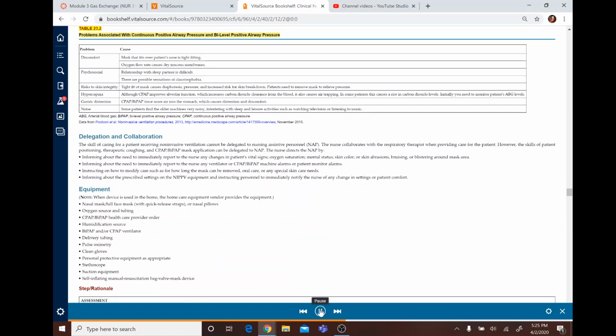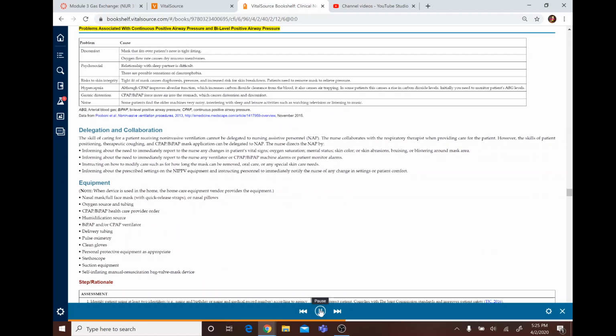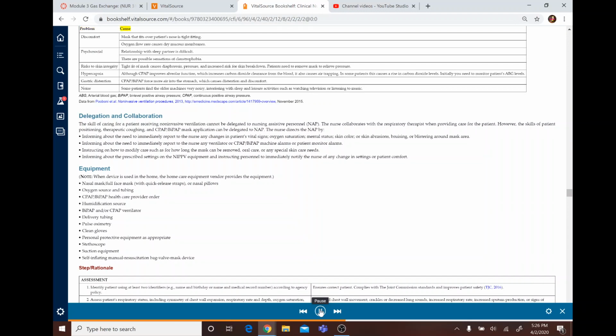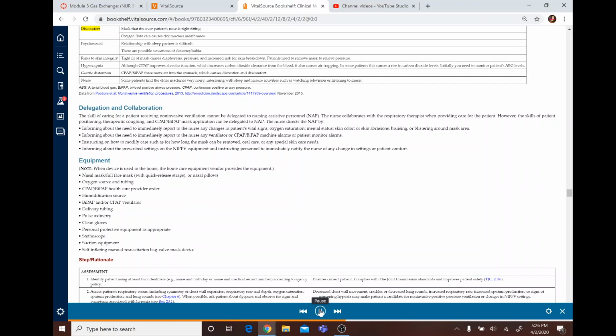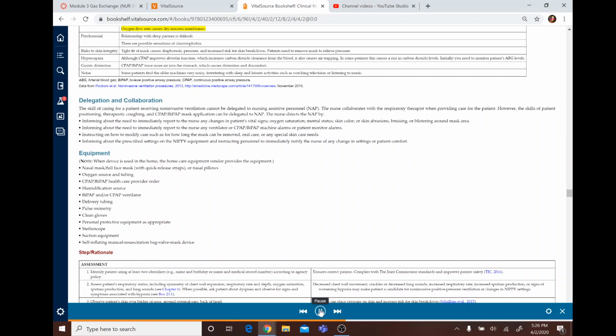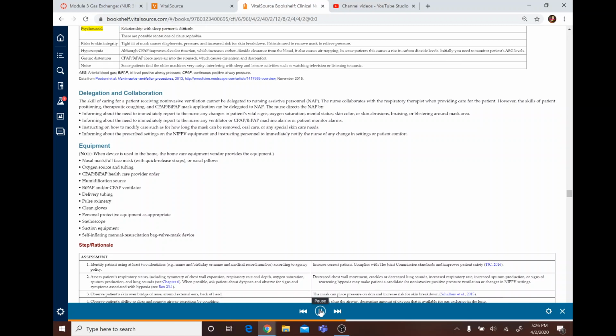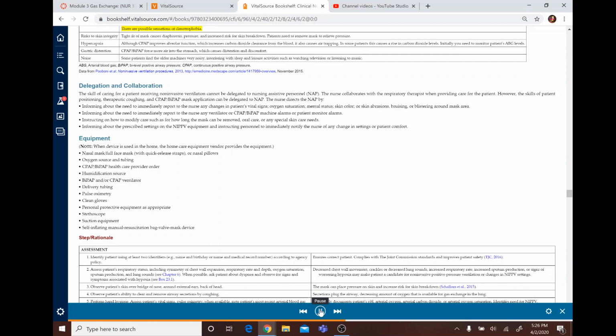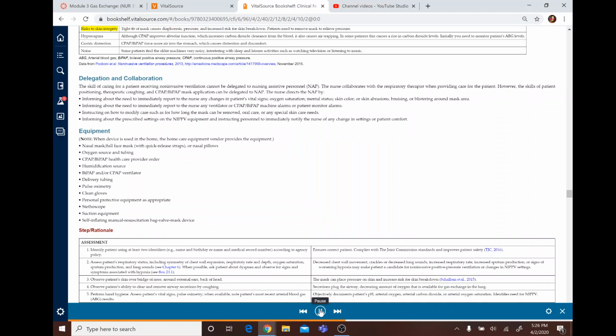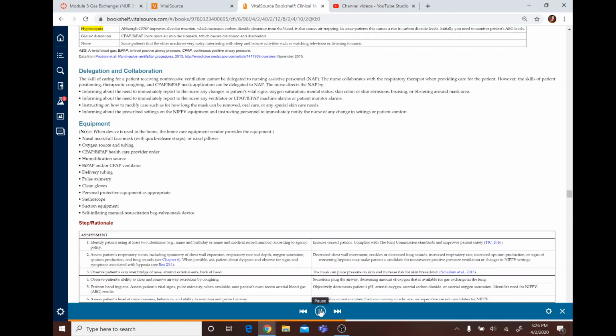Table 23.2. Problems associated with continuous positive airway pressure and bilevel positive airway pressure. Problem. Cause. Discomfort. Mask that fits over patient's nose is tight-fitting. Oxygen flow rate causes dry mucous membranes. Psychosocial. Relationship with sleep partner is difficult. There are possible sensations of claustrophobia. Risks to skin integrity. Tight fit of mask causes diaphoresis, pressure, and increased risk for skin breakdown. Patients need to remove mask to relieve pressure.